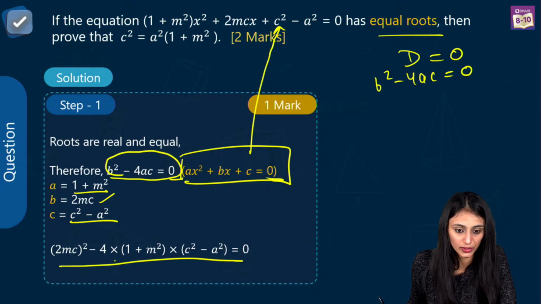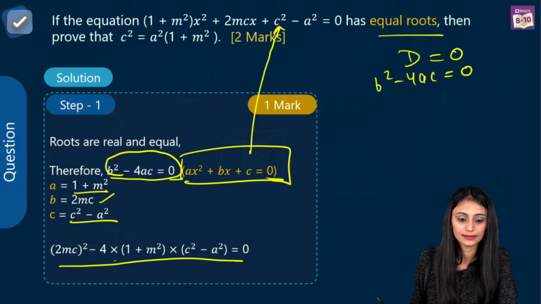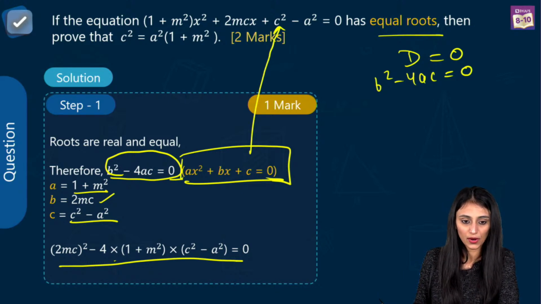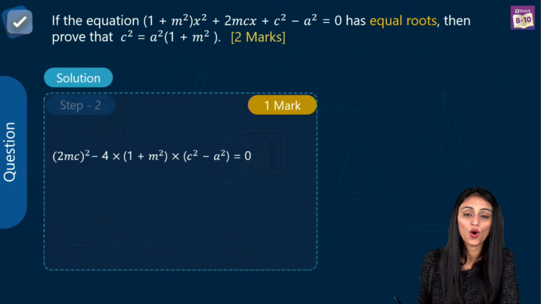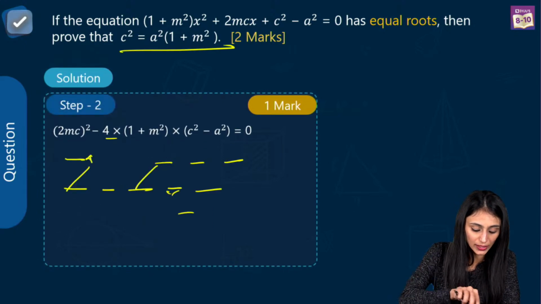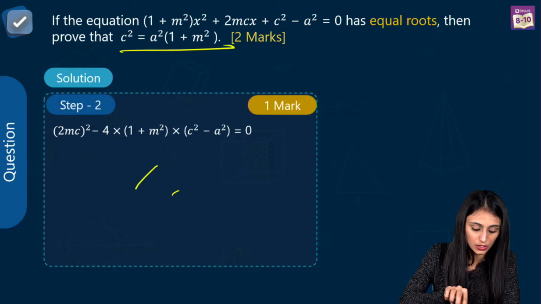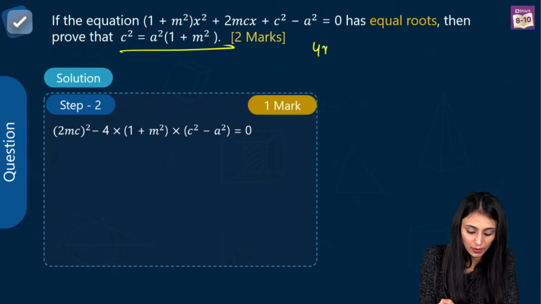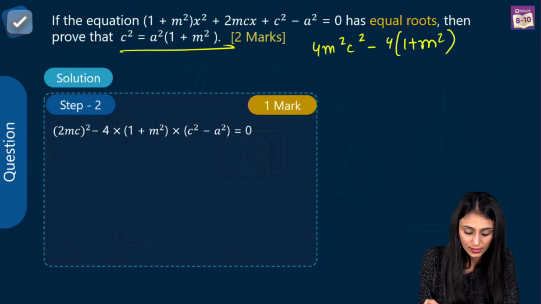I've just substituted it. Those who had doubt in this, are they clear with this step? Asha Shukla? And there was one more student. Sorry, I can't remember the name. Yes, Sujata. Yes, clear? Alright. Let's take a look at the next step. All you have to do is just simplify this. What do you get here? Let me just show you the step. So this will become 4m square c square minus 4 times 1 plus m square, this is c square minus a square equal to 0.